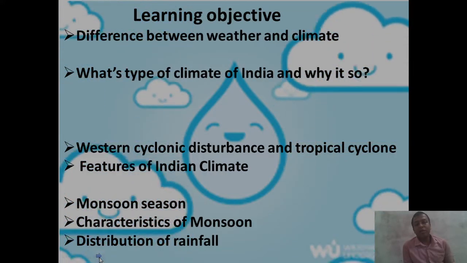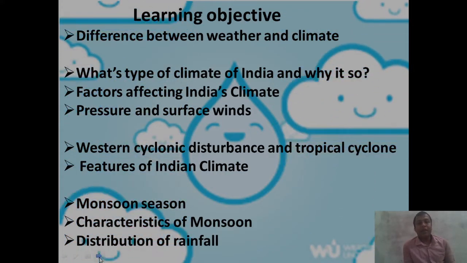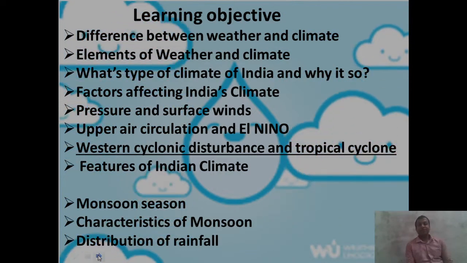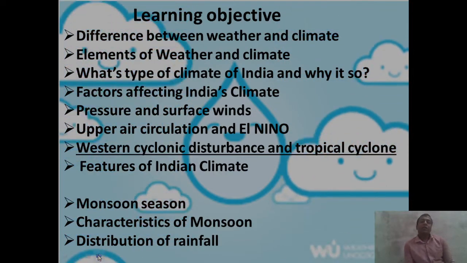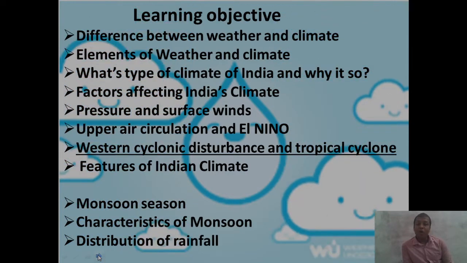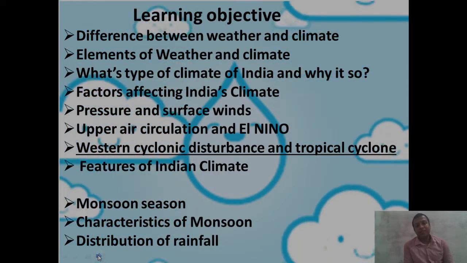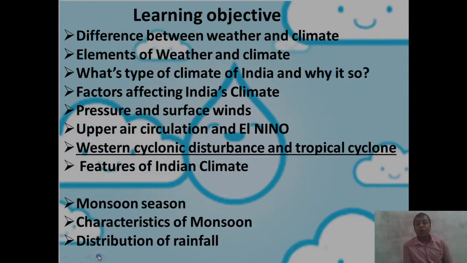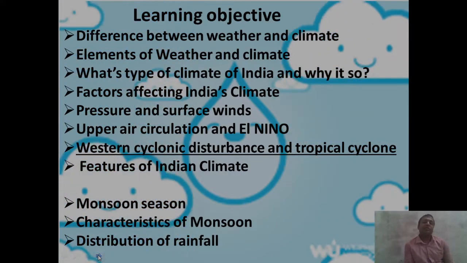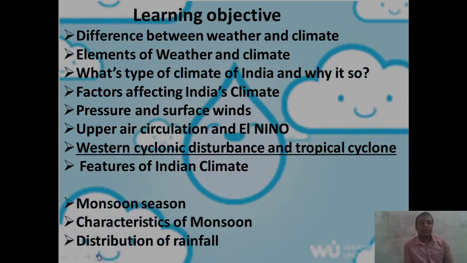First and foremost, we will deal with the title of this chapter, that is climate. What is climate, what is weather, that means the difference between weather and climate. After that, the elements of weather and climate we are going to discuss. And the most important thing in this chapter: what type of climate does India have and why is it so? This is a very important question because India's climatic condition is a unique condition. So we are going to discuss it in this chapter.